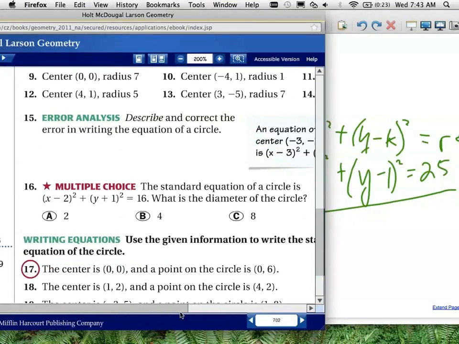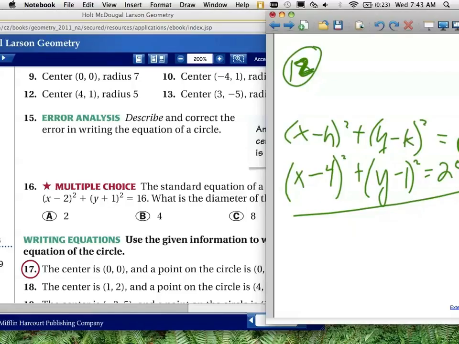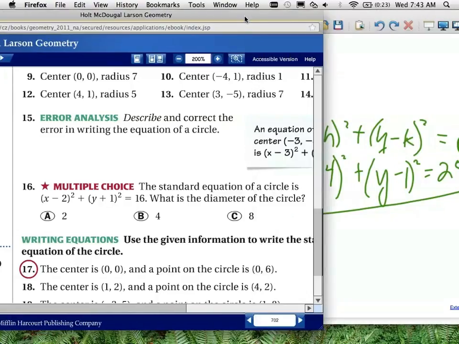All right. The standard equation of the circle is (x - 2)² + (y + 1)² = 16. What is the diameter of this circle? Yeah. Okay, you said 4. What did you do? You took the square root of 16, because if it's r squared, the radius is 4.